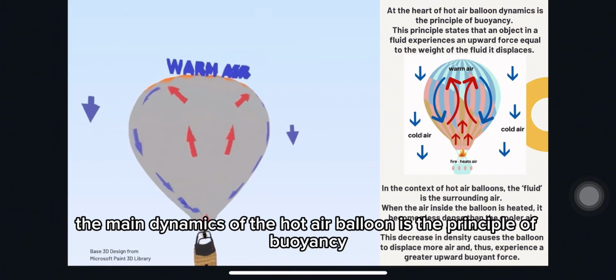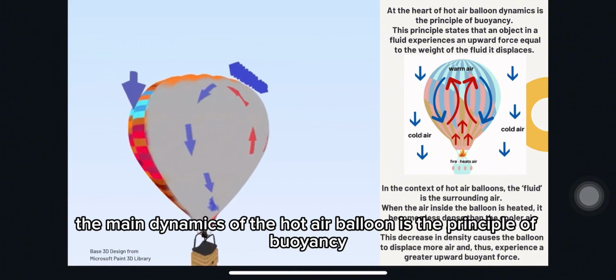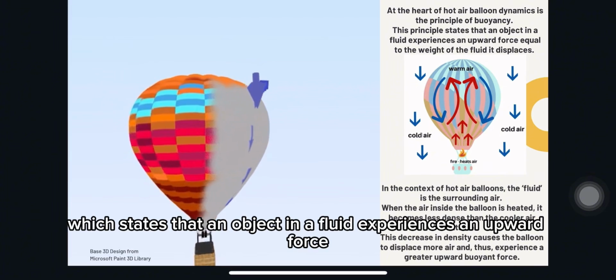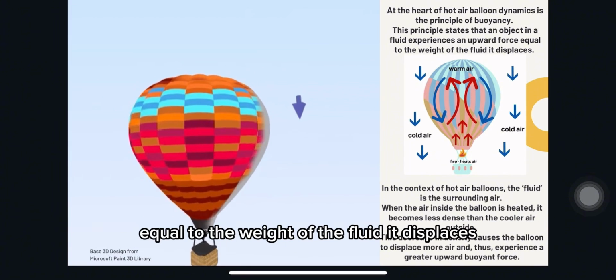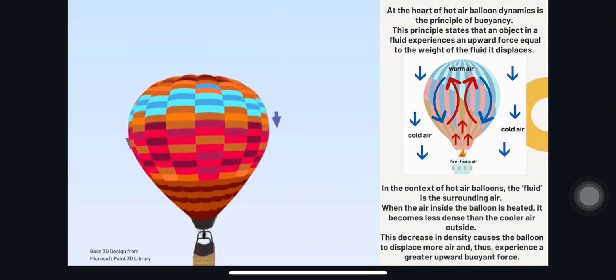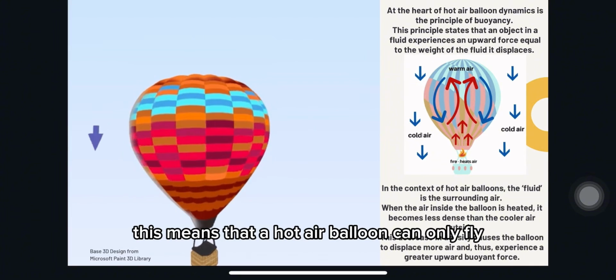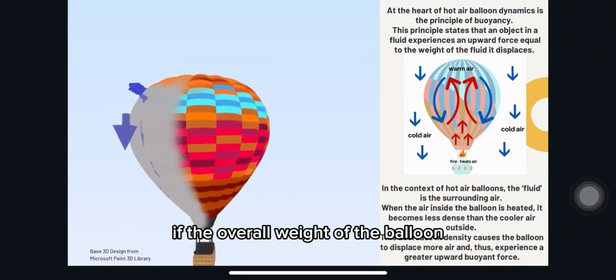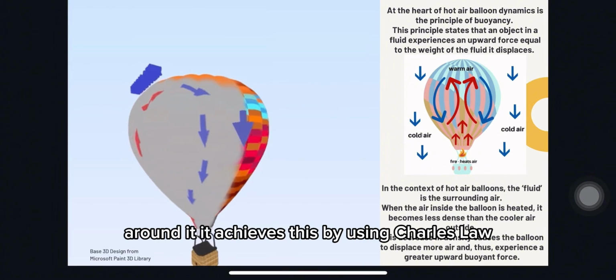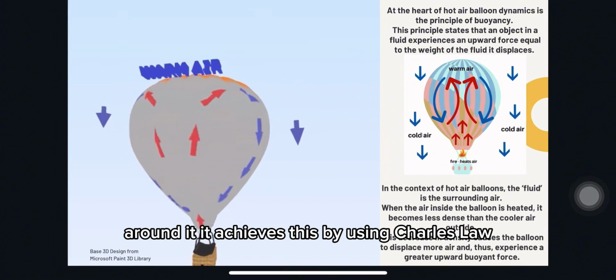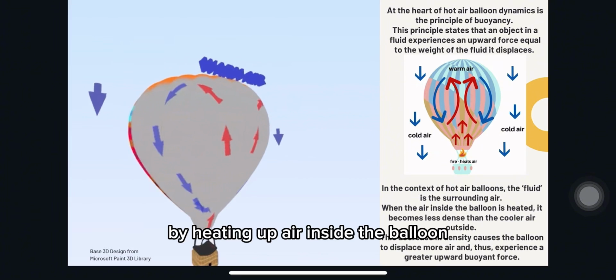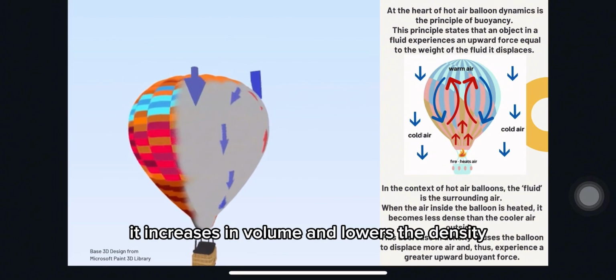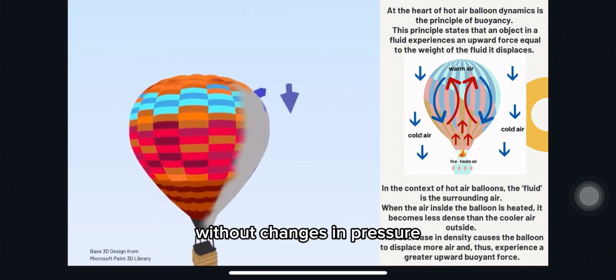The main dynamic of the hot air balloon is the principle of buoyancy, which states that an object in a fluid experiences an upward force equal to the weight of the fluid it displaces. This means that a hot air balloon can only fly if the overall weight of the balloon is lighter than the displaced air around it. It achieves this by using Charles' law. By heating up air inside the balloon, it increases in volume and lowers the density without changes in pressure.